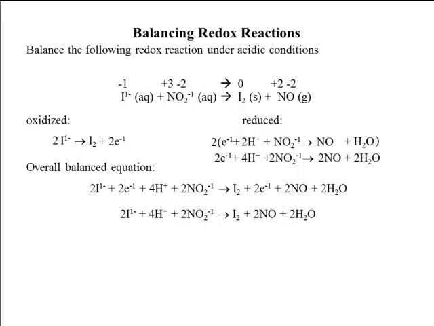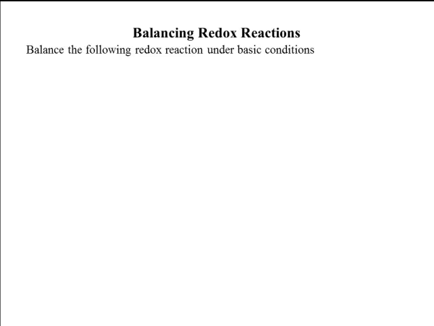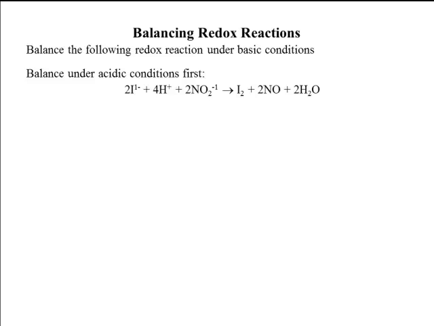Now let's look at the last few steps we talked about where we want to balance under basic conditions. So let's say I want to take this reaction and balance it under basic conditions. Remember, whenever I want to balance a redox reaction under basic conditions, the first thing I need to do is balance it under acidic conditions. So go through all of those steps for under acidic conditions. So I ended up with this equation under acidic conditions.